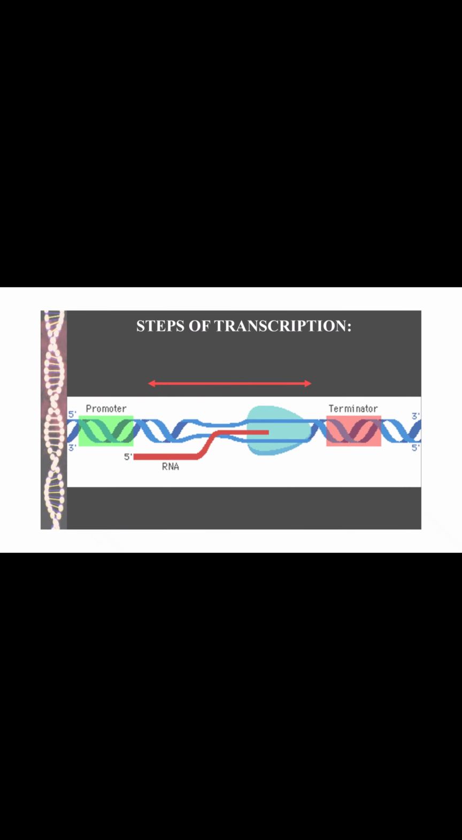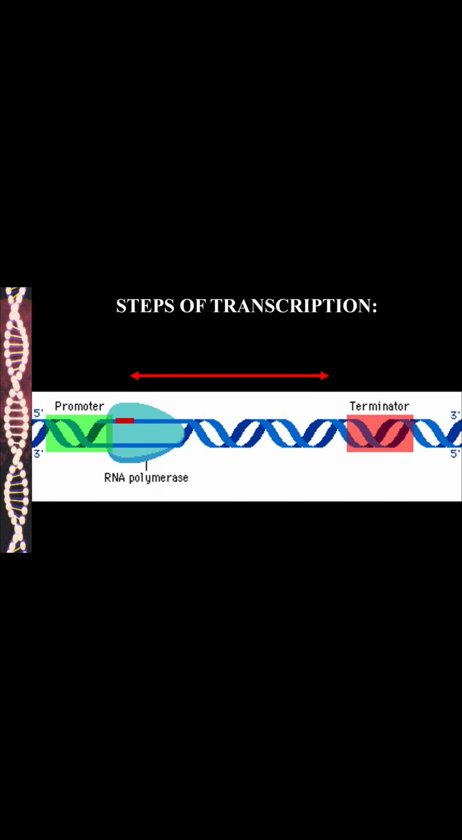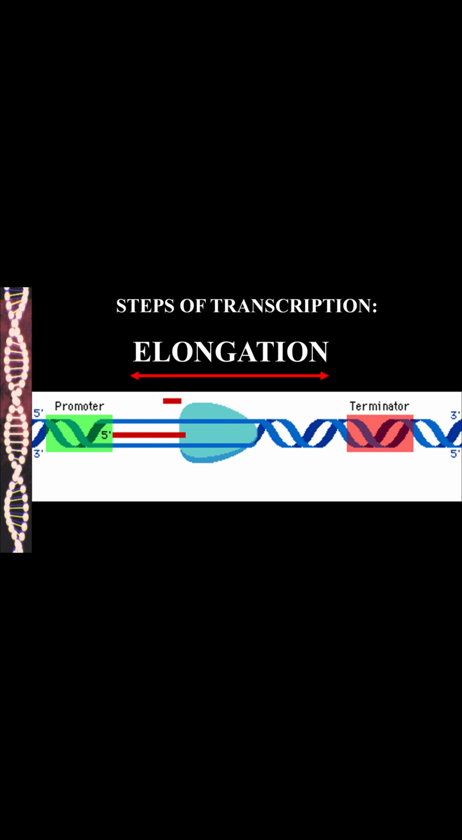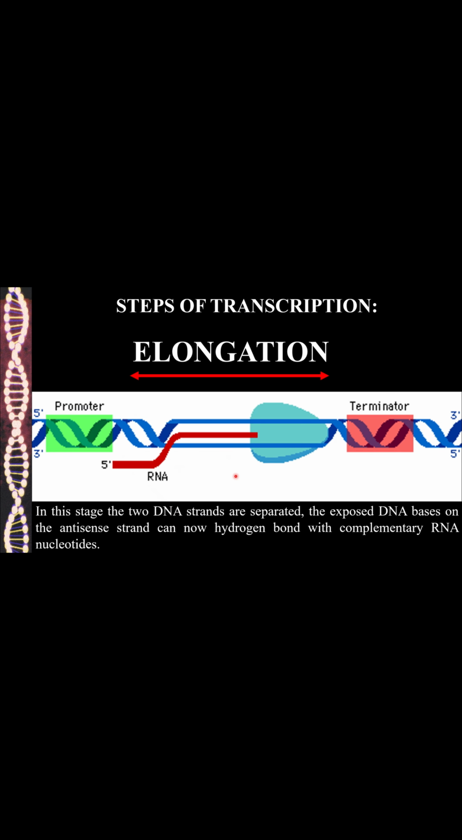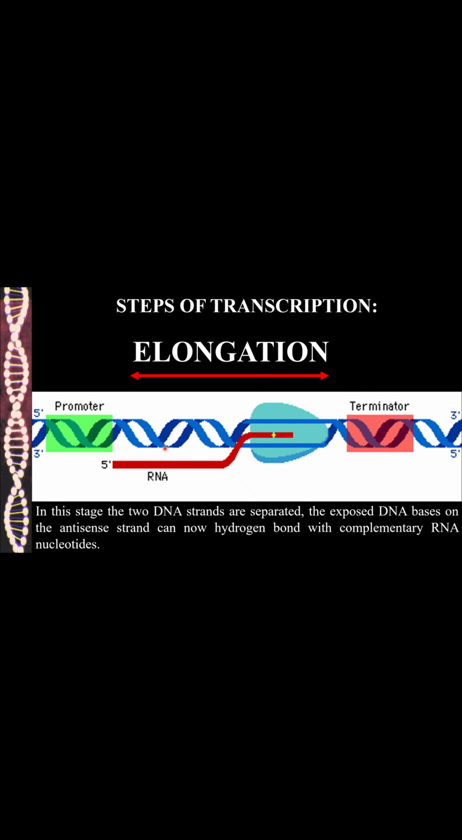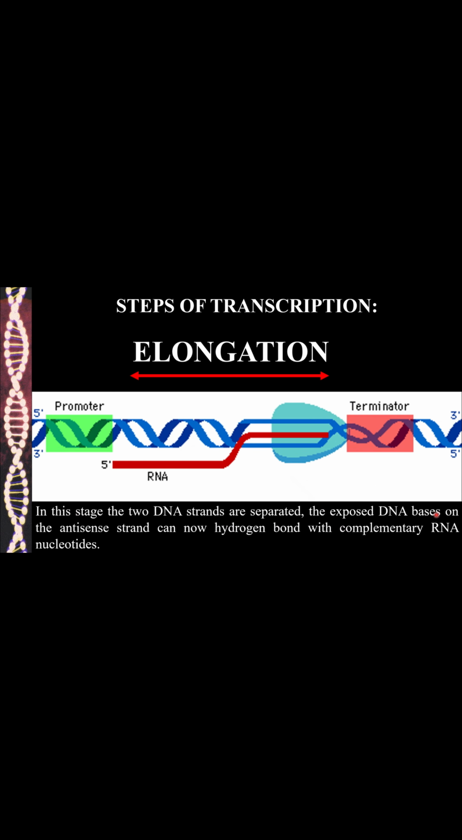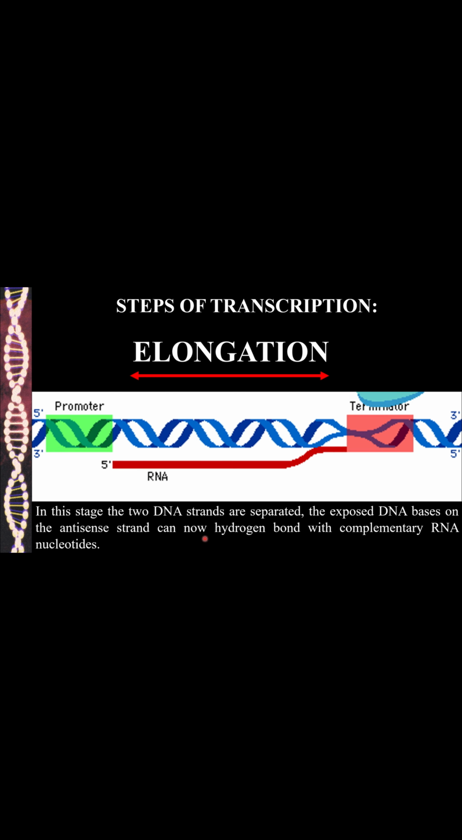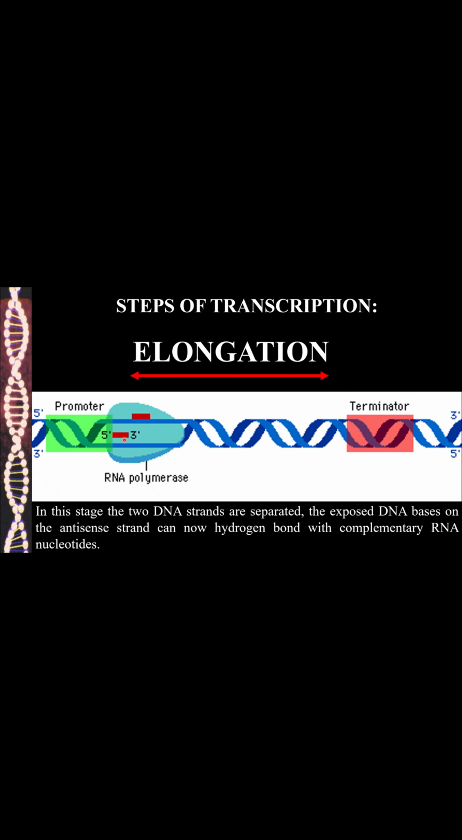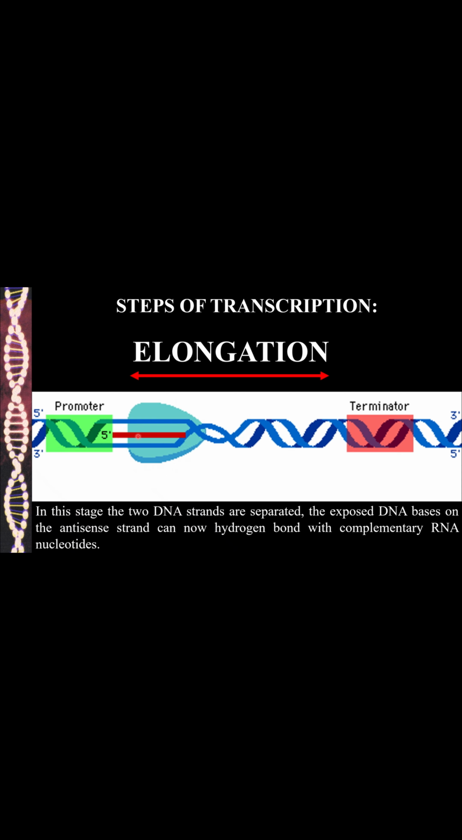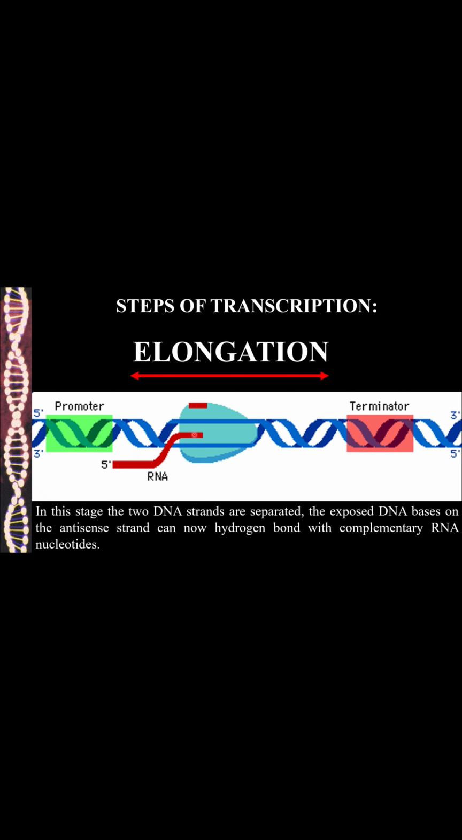Once these strands are separated, the next step proceeds, which is known as elongation. In elongation, the nucleotide base pairs bind to them at the 3' hydroxyl. In this stage, the two strands are separated. The exposed DNA bases on the antisense strand can now hydrogen bond with complementary RNA nucleotides. Now this antisense strand will undergo complementary base pairing with the other nucleotides.